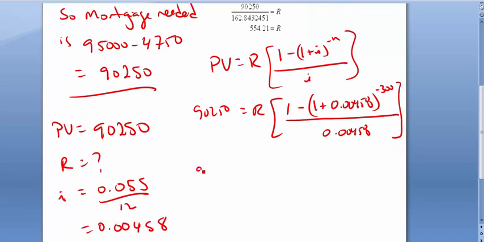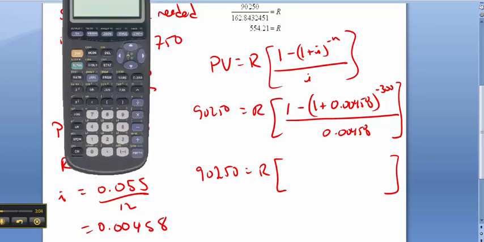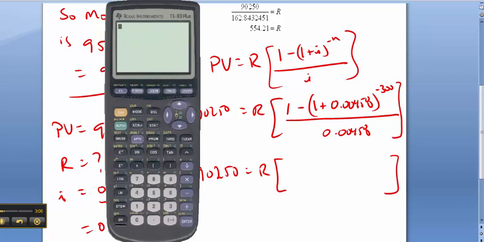All right, so now I've got 90,250 equals r times, so we do what's in the top line first, what's in the brackets and exponents. Remember the order of operations, we need to do what's in here first. Depending on what kind of calculator you have, if you have a graphing calculator you can do it all at once, but I'm going to pick it up. So 1 plus 0.00458, I'm going to do what's in the brackets. After brackets I do exponents, to the power of negative 300. Okay, I'm going to get that answer.